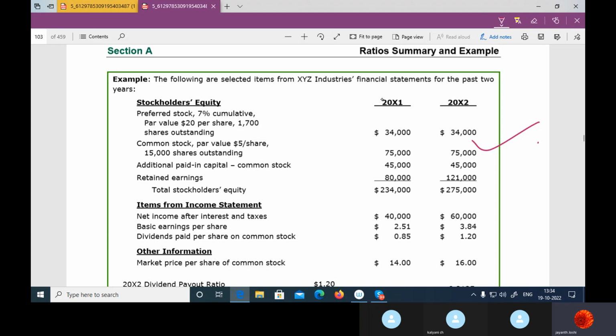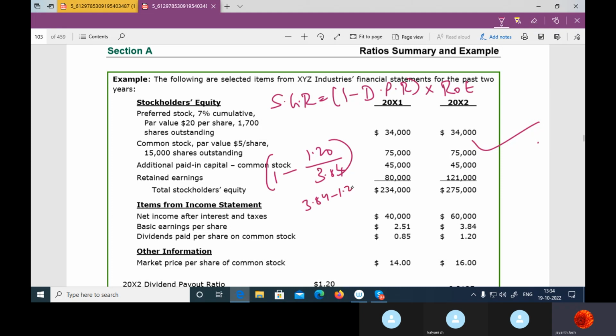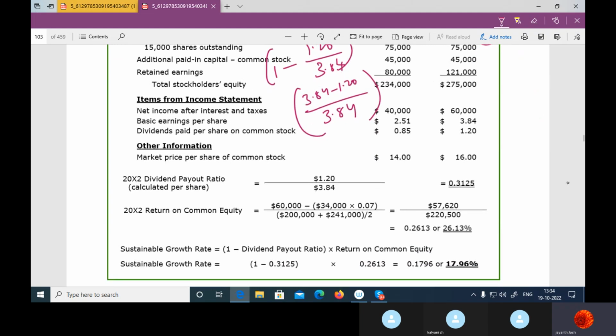See, first thing is the sustainable growth rate formula is 1 minus dividend payout ratio into ROE. Correct? Yes. So dividend payout ratio is nothing but DPS by EPS, so 1 minus DPS by EPS, 3.84. So now calculate: 3.84 minus 1.20 by 3.84. Come on, do this and tell me. I think you'll be getting this. 0.31? No, I am doing it directly. Don't compare this with that. I'm getting this directly.